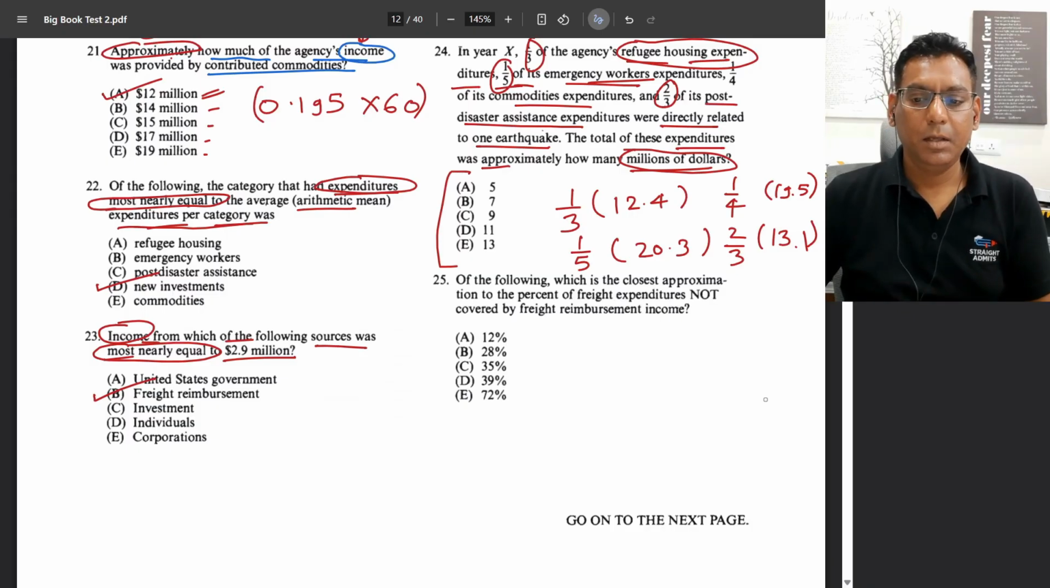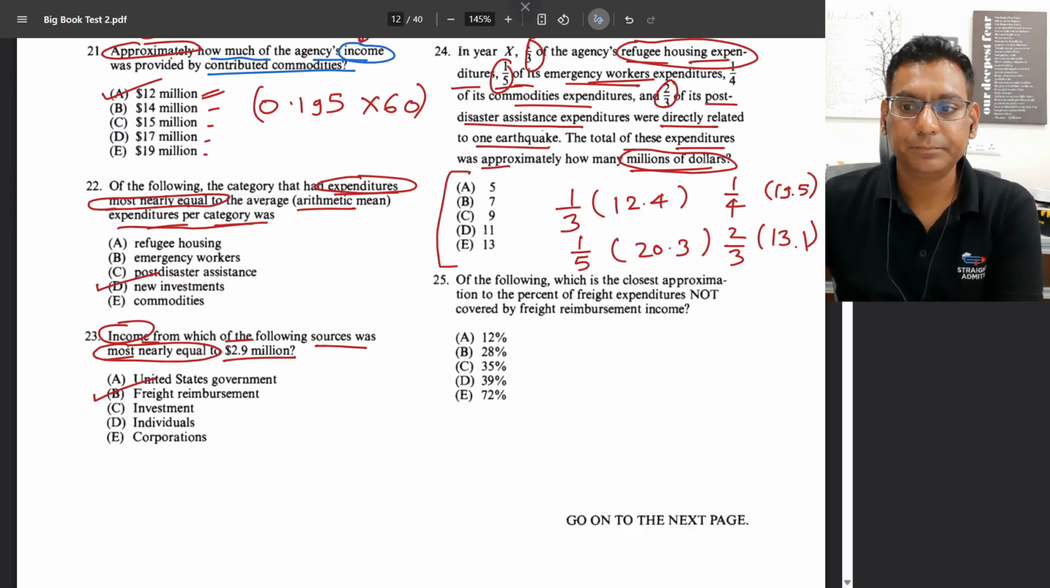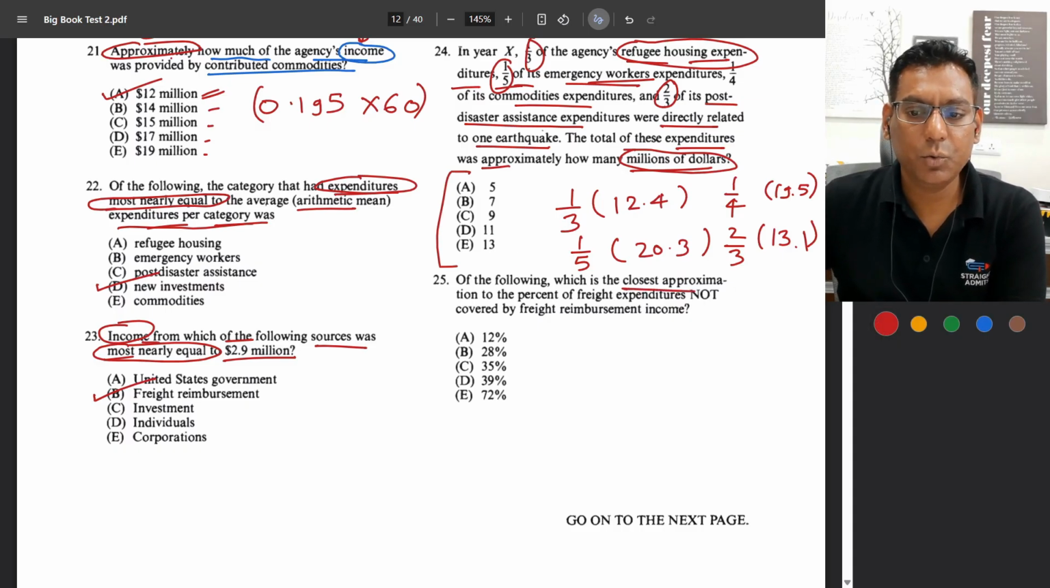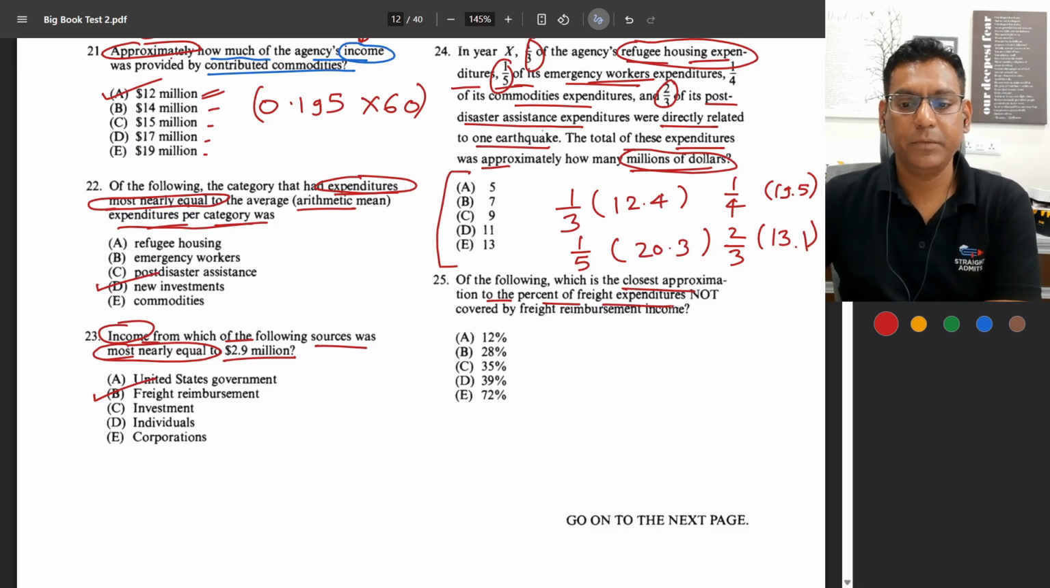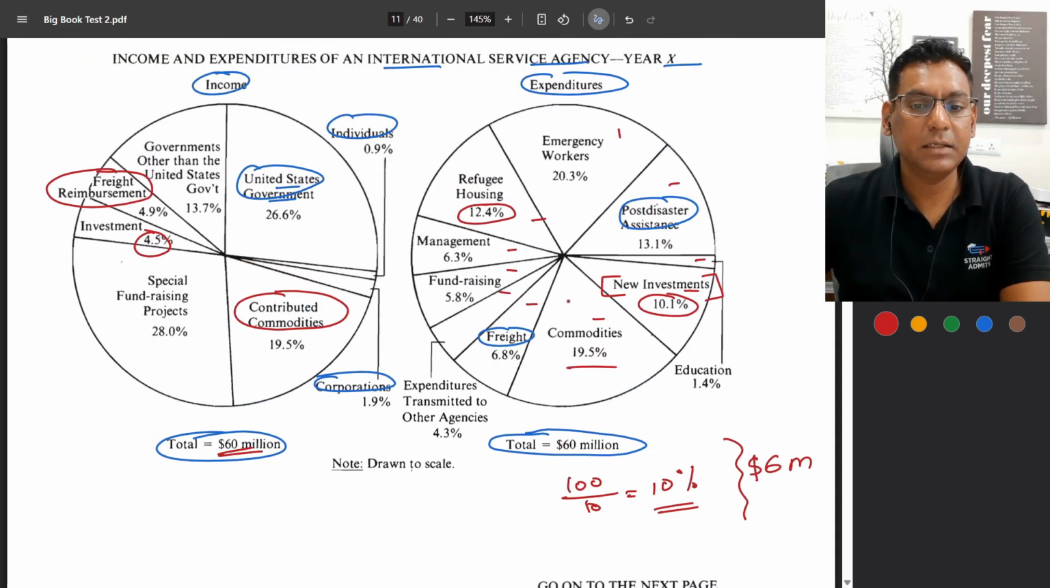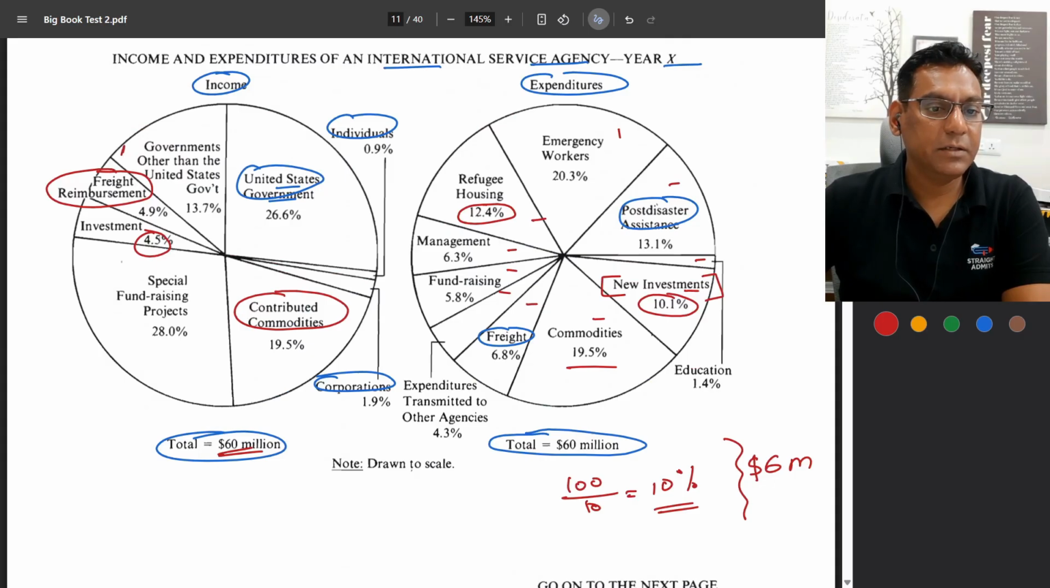Okay, let's look at this. Question number 25. Of the following, which is the closest approximation to the percent of freight expenditures not covered by freight reimbursement? So we'll have to look at freight expenditure and freight reimbursement. Okay, let's look at where these guys are. A freight reimbursement is here. A freight expenditure is here.